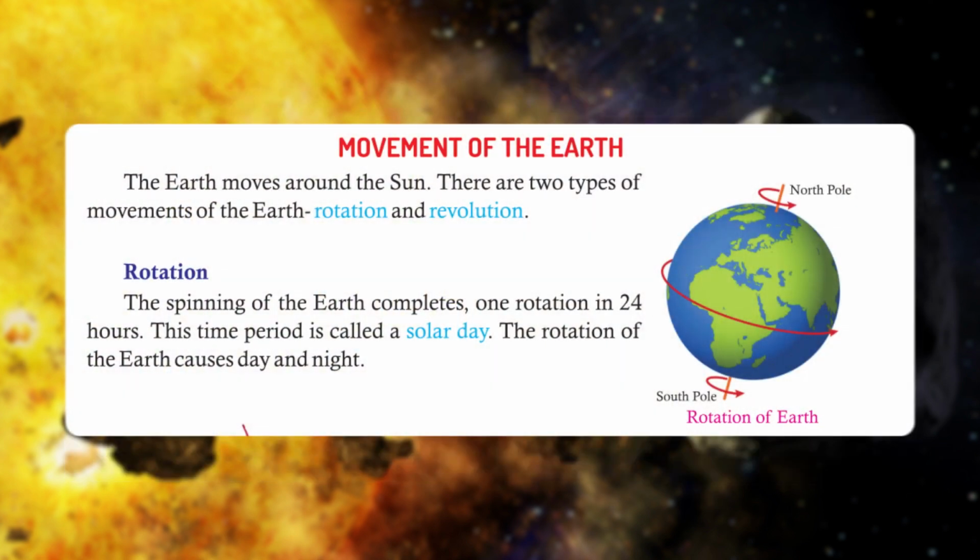Movement of the Earth. The Earth moves around the Sun. There are two types of movements of the Earth: rotation and revolution. Rotation. The spinning of the Earth completes one rotation in 24 hours. This time period is called a solar day. The rotation of the Earth causes day and night.